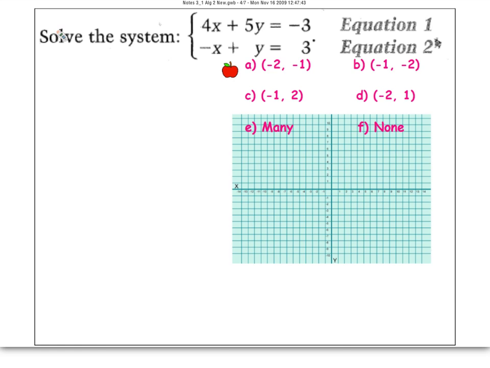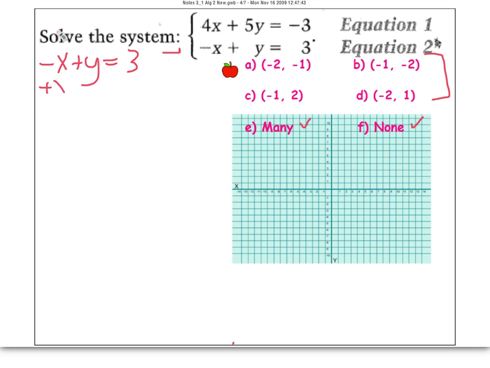There's 6 choices. Will these two lines cross at one of these 4 ordered pairs, or will it be that there's no solution and they don't cross, or many solutions and they cross and fall on the exact same line? Well, let's solve it. I'm going to take the second equation here, which is negative x plus y equals 3, and solve it for y.